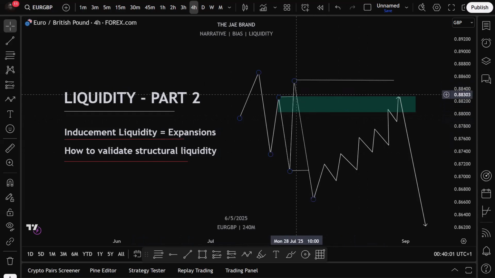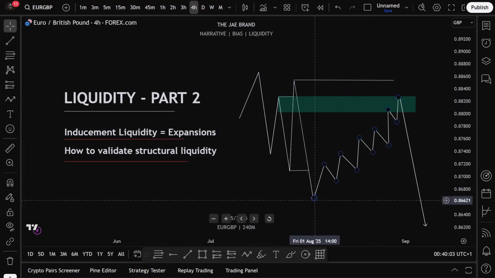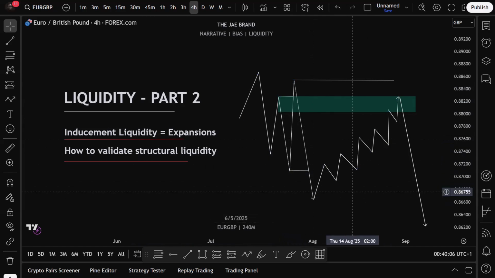Now we can see that this swing structure does not have structural liquidity, and you don't want to take any trade without the presence of structural liquidity, because it is the presence of structural liquidity that validates your POI, or your point of interest, your area of value. With the absence of structural liquidity, you don't want to be seen taking any trade. Okay, this is a simple concept that will save you from unnecessary losses.